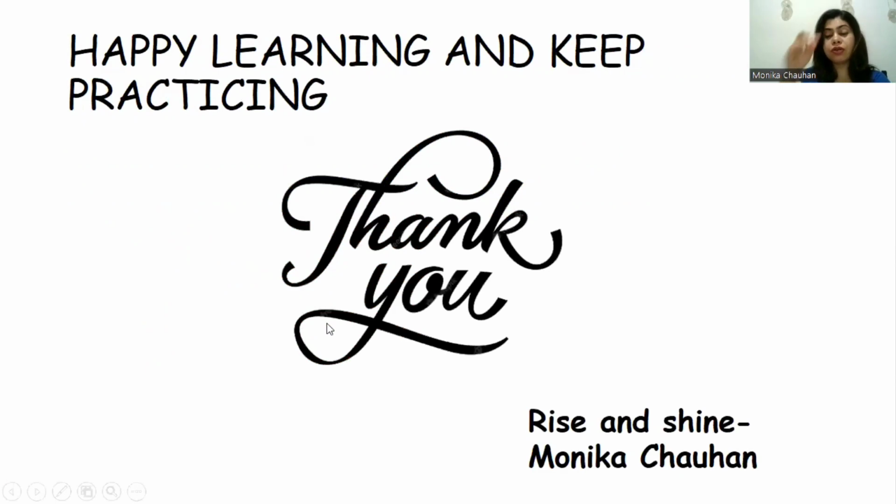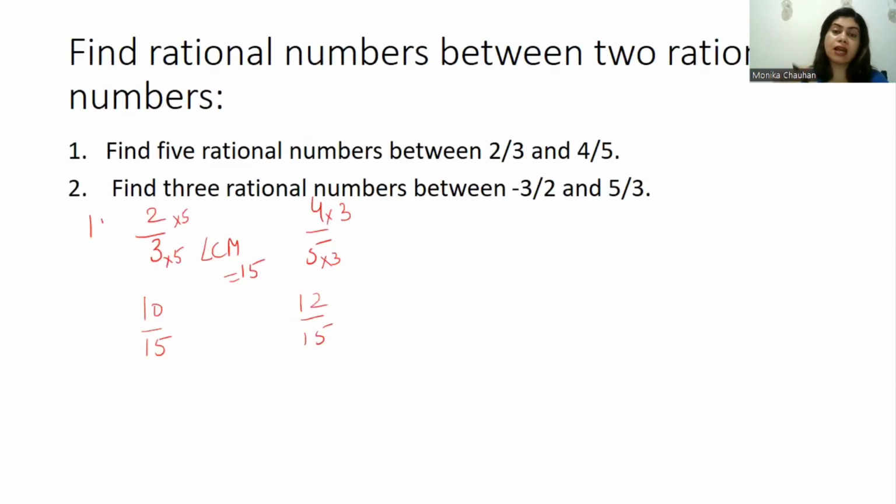Now, they're asking you in between 10 upon 15 and 12 upon 15, because we made equivalent rational numbers. Can you have 5 rational numbers in between 10 and 12? How many between 10 and 12? Only one, which is 11 upon 15. I want 5. How do I make it 5? Whenever you have to get 5 rational numbers, 6 rational numbers, you just multiply with 10, the easiest route I'm telling you. So you can have as many as you want.